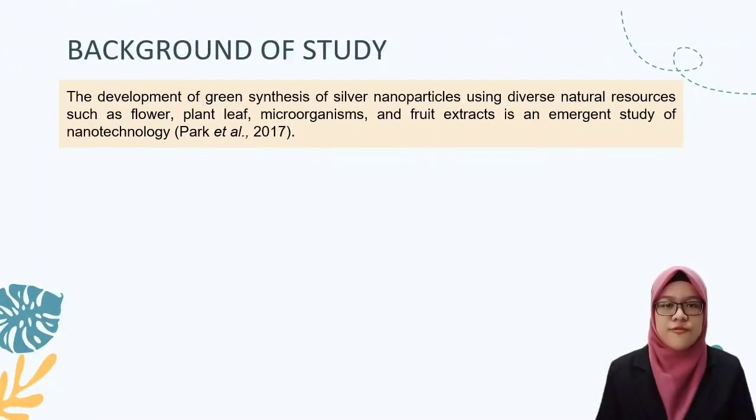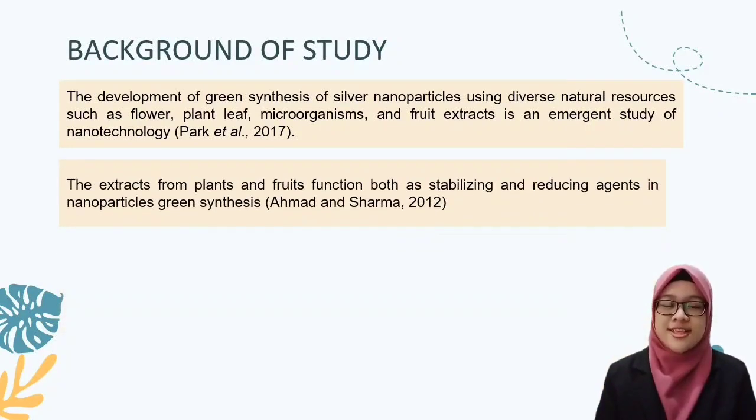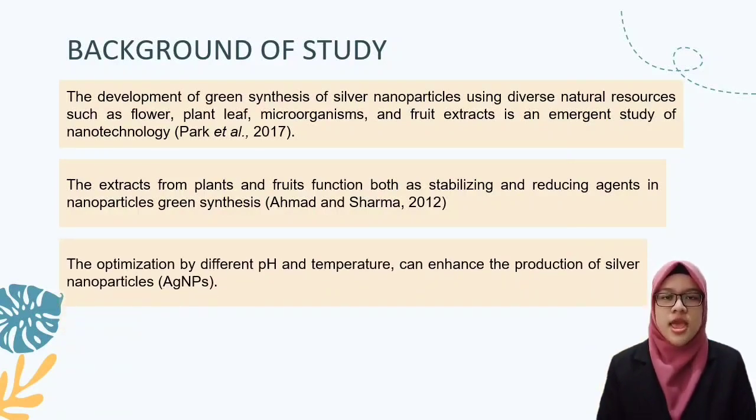The development of green synthesis of silver nanoparticles using diverse natural resources such as flowers, fruit extract, plants, leaf, microorganisms is an emergent study of nanotechnology. The extract from plant and fruit function both as reducing and stabilizing agent of silver nanoparticles green synthesis. According to the study, the optimization of temperature and pH can enhance the formation of silver nanoparticles.